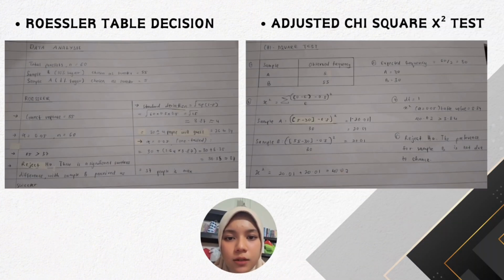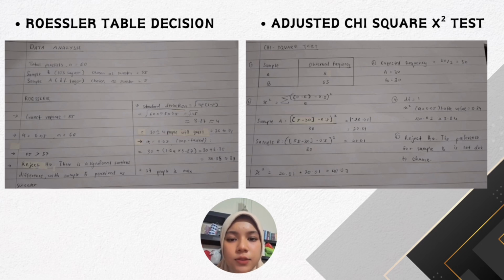For the directional paired comparison test, 60 panelists evaluated which sample is sweeter. Under the null hypothesis, panelists are assumed to guess, so the probability of choosing either sample is 0.5. According to the Roessler table at 5% significance level, the minimum number of correct responses required for significance is 37. In this study, 55 panelists identified sample B as sweeter, which exceeds the critical value. Therefore, the null hypothesis is rejected and sample B is perceived as significantly sweeter.